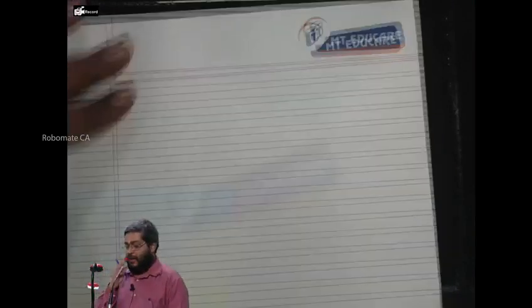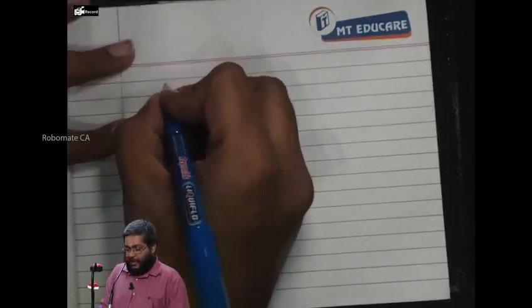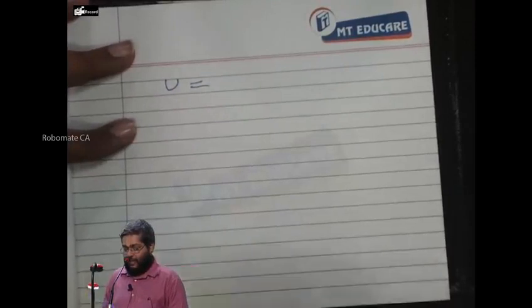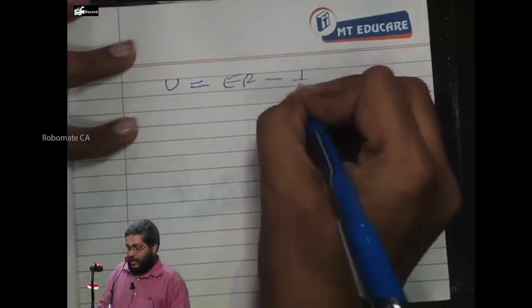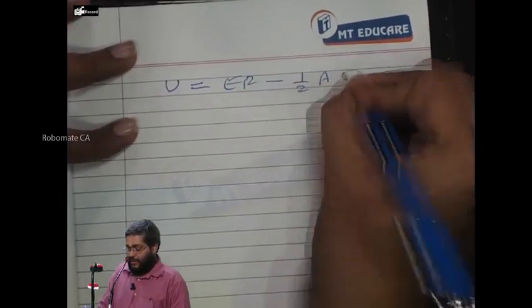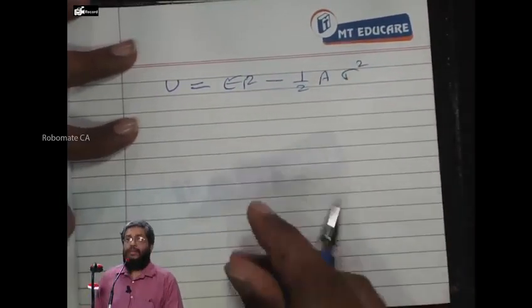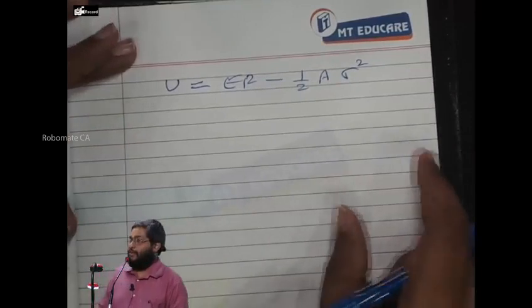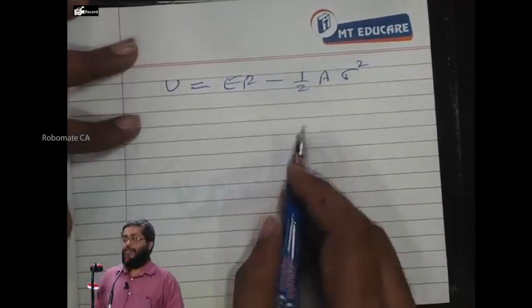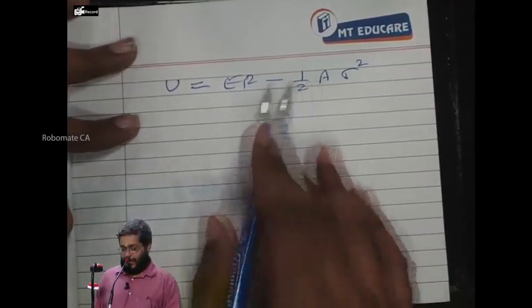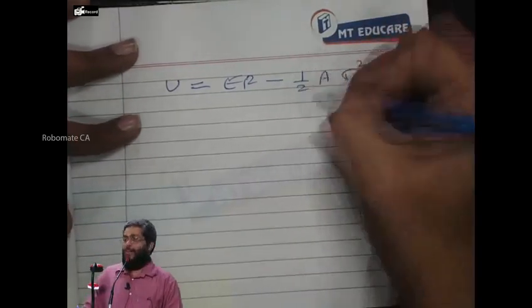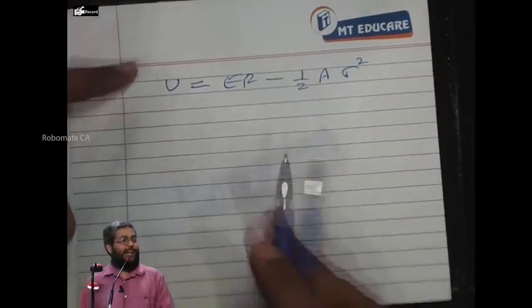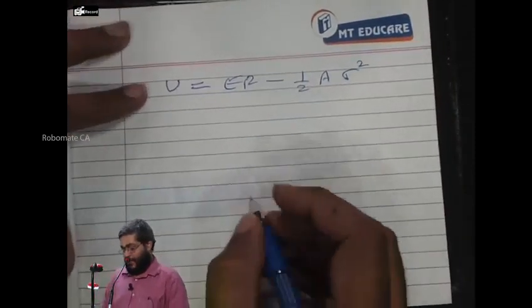Now, next. Please write the formula. U is equal to ER minus half into A into sigma square. Some books write half as 0.5, that is 0.5 into A into sigma square. Both are the same. Don't say the formula changes here. Half is 0.5. Can I proceed?